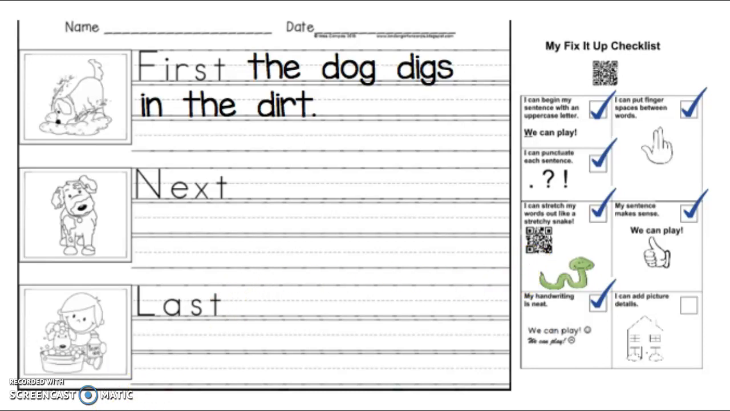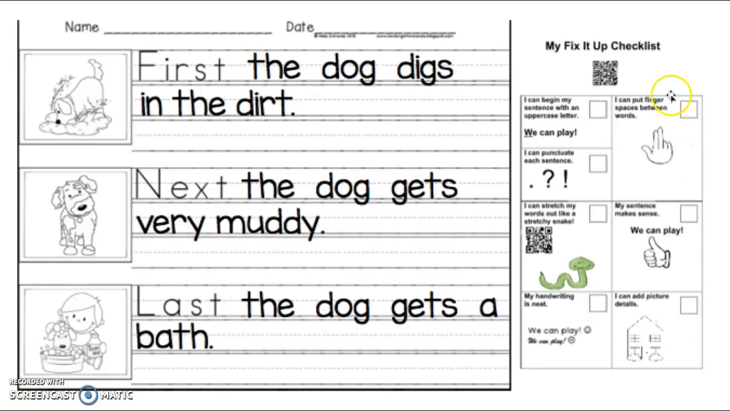Let's see what my story looked like when I got all done. See, I erased my checklist and I wrote my entire story. When I was all done with my sentences, I checked each time to make sure that I had fabulous, fabulous, wonderful writing. Now, boys and girls, I know that you can do fabulous writing too.